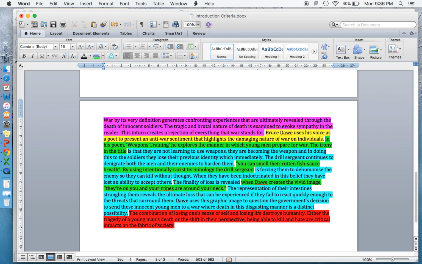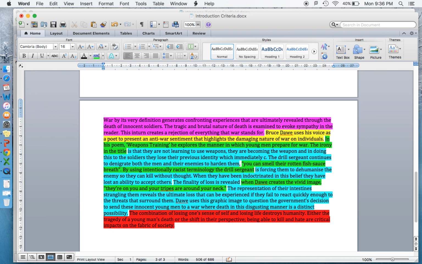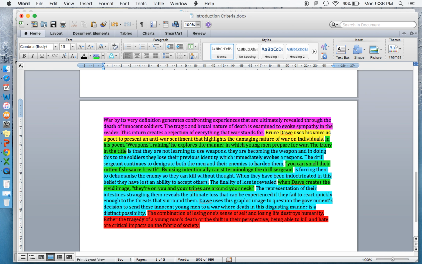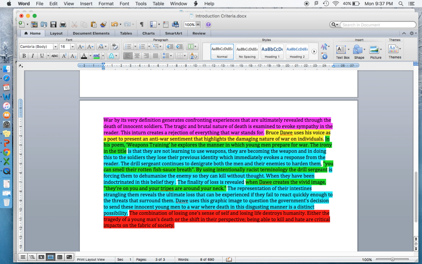Which immediately evokes a response from the reader. The drill sergeant continues to denigrate both the men and their enemies to harden them, but the drill sergeant is forcing them to dehumanize their enemies so they can kill without thought. And they have been indoctrinated in this belief. They can inflict murder.